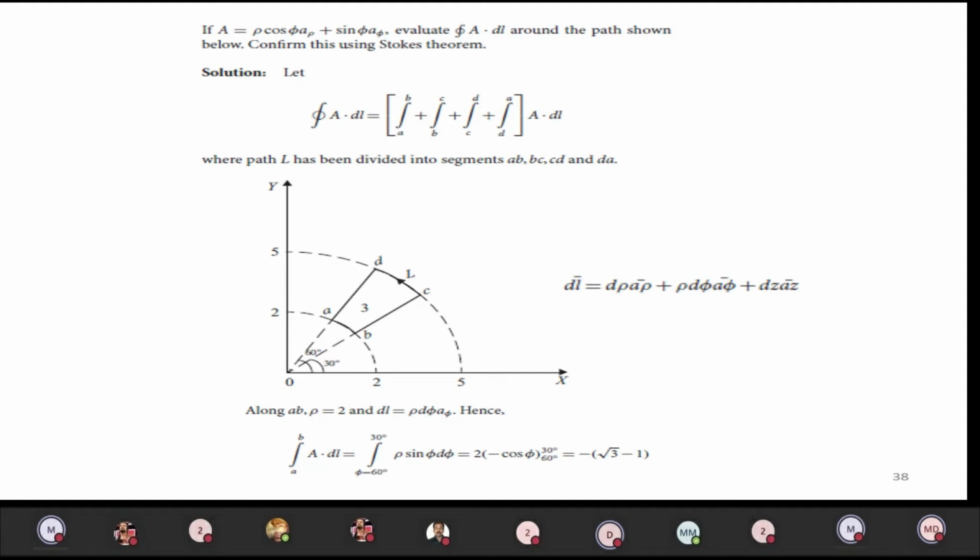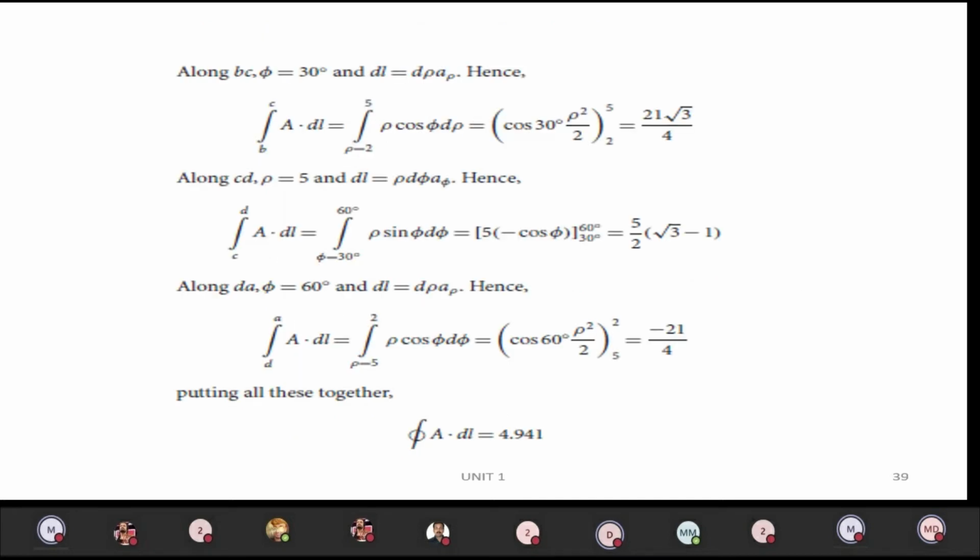The angle you see here at A is 60 degrees, and at B it is 30 degrees. So we substitute those limits and get the value of the integral from A to B of A dot dl. Later, similarly, we go for B to C.